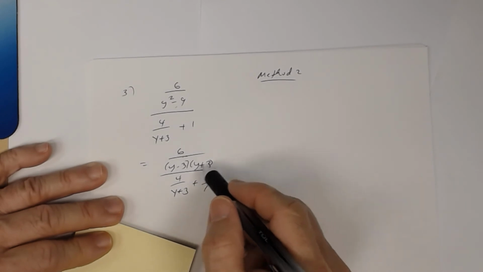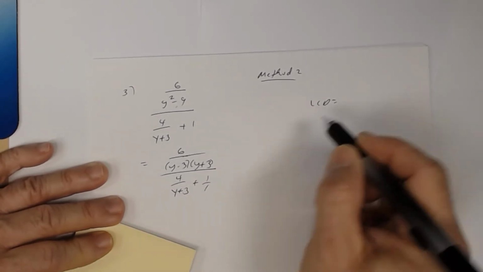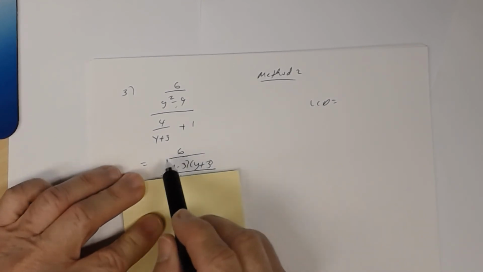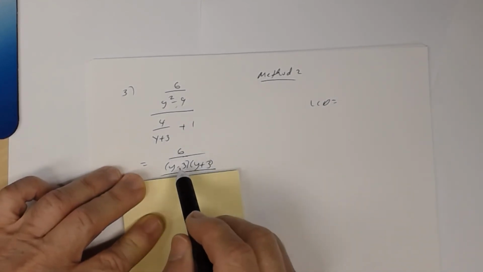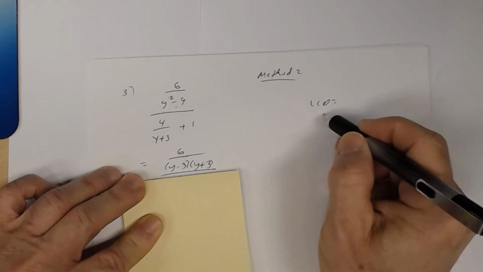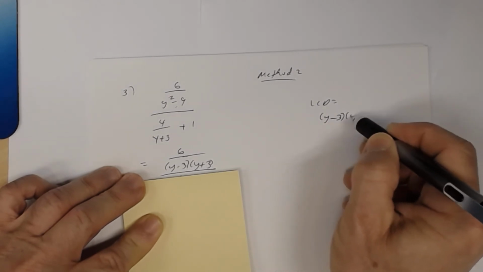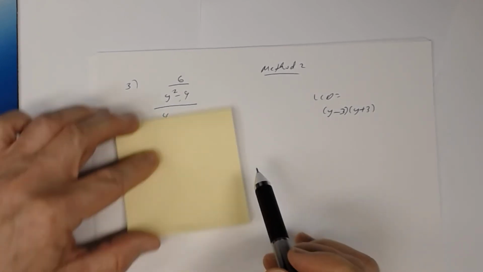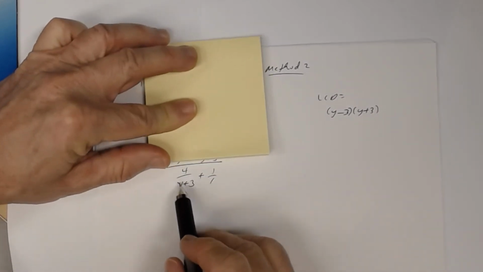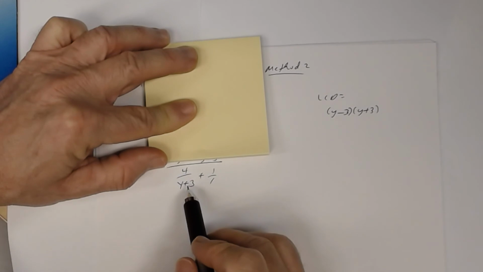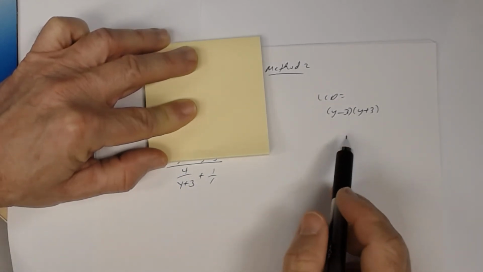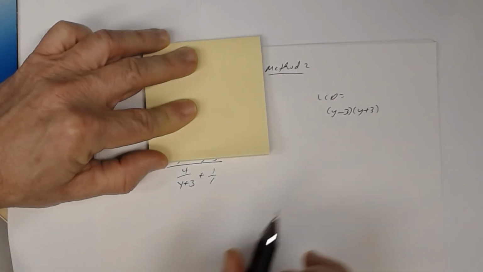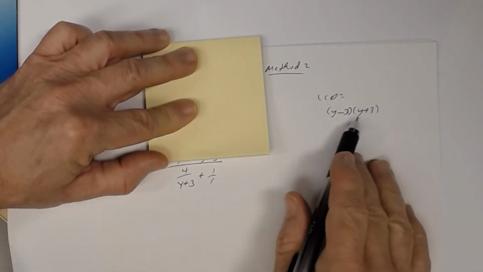So now we're going to find the LCD. If you look at your numerator, your factors in the numerator are y minus 3, y plus 3. So I'm going to use those. In the denominator, if you look at the denominators of your denominator, this is y plus 3. I already have it. And then 1 is a factor of all factors. Okay? And so there's your LCD.